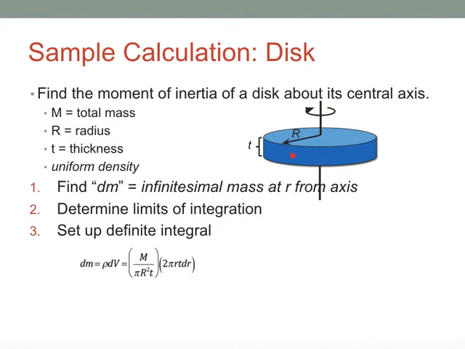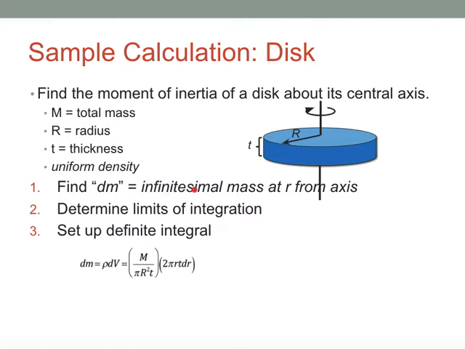Next thing, which is a little more complicated, is to find the moment of inertia of a disk about its center. The disk will again be of uniform density. We'll describe it as a total mass m, radius r, thickness t. Again, we want to evaluate the integral of r squared dm. First thing we need to do is find out what is dm.